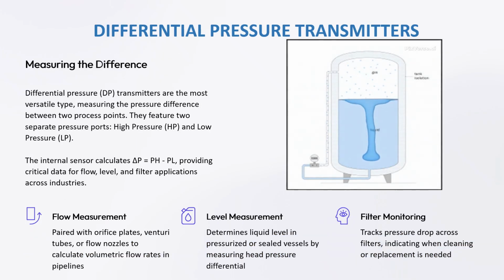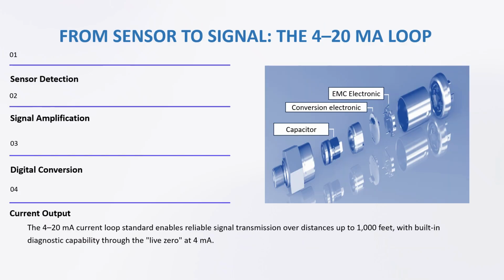A differential pressure transmitter measures the difference between 2 points. It has 2 pressure ports, one for high pressure and one for low pressure. The sensor measures the difference between these 2 pressures, represented as delta P equals P high minus P low. These transmitters are widely used for flow, level, and filter monitoring applications.